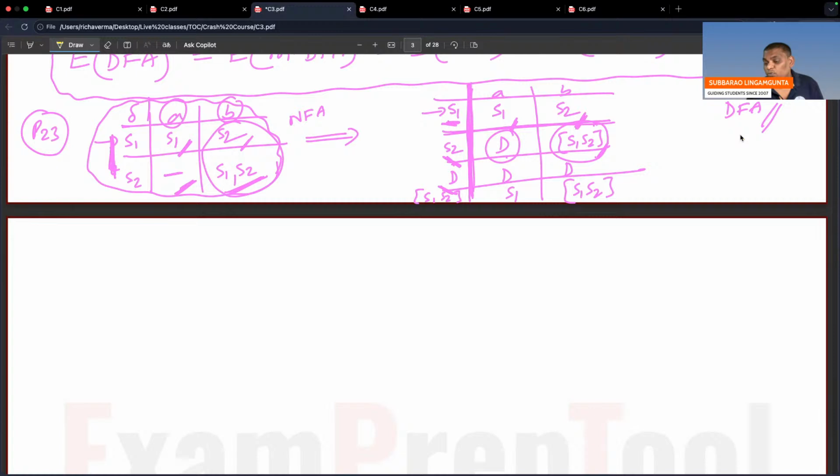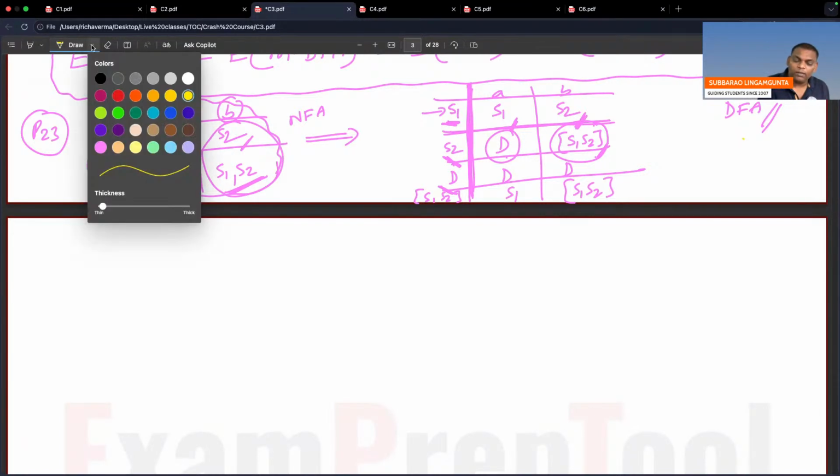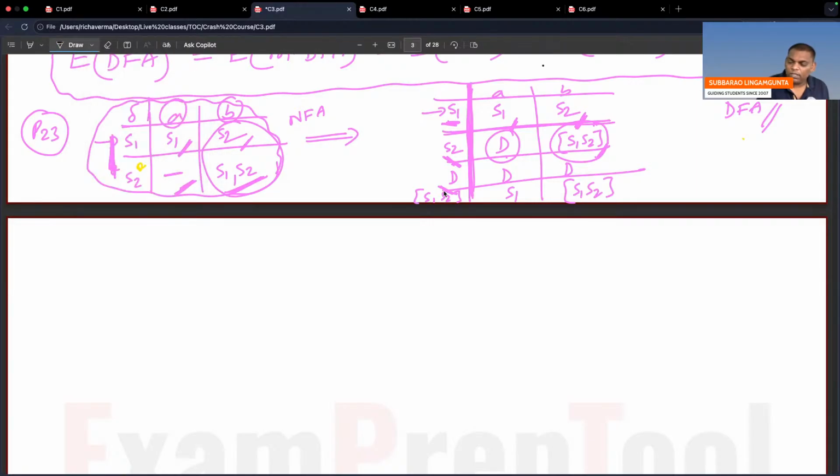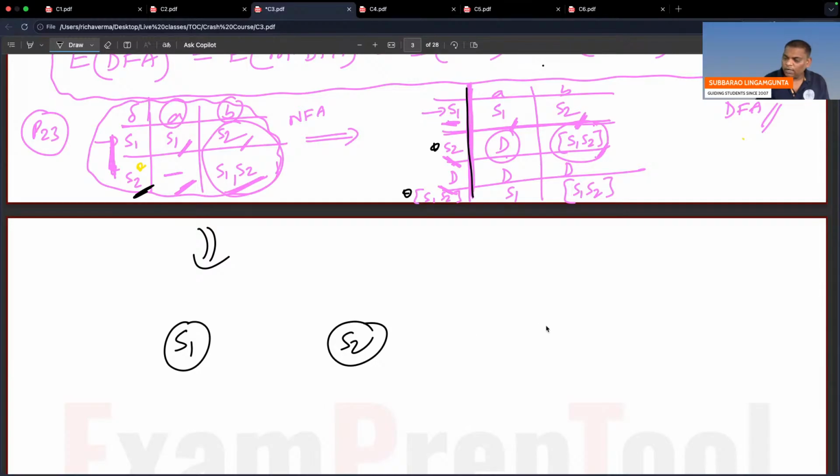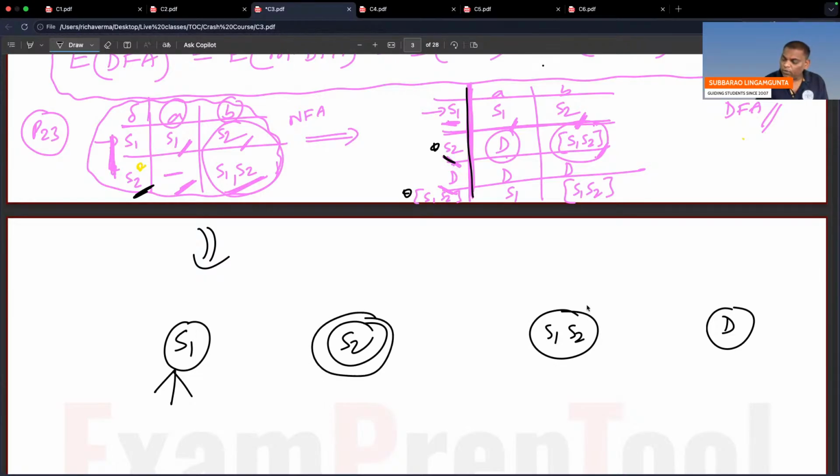Now you may say, sir, which are final? Whichever is final here, wherever you see that person, that will be the final. So I think S2 is final here. Wherever S2 is, see there, here, here. So that is final. So the final states for this NFA equivalent DFA: S1, S2, next one is S1, S2, and dead state. Starting state is starting, and wherever S2 is, that is final.